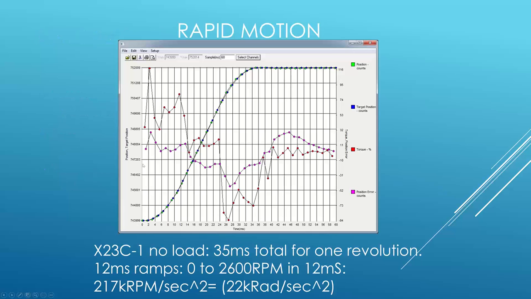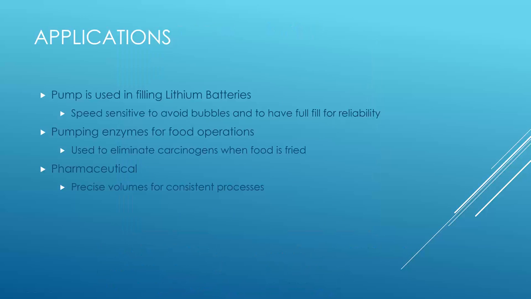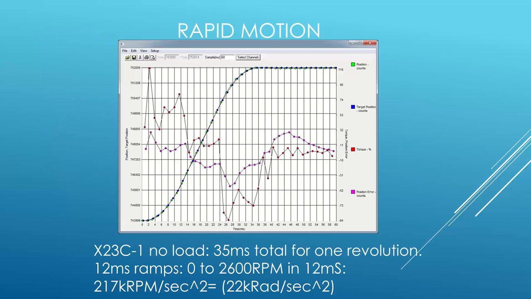A common use of this is for filling lithium batteries. This is very speed sensitive, so we have to control the flow at the beginning. They wet it, then they're able to pump faster, and then they slow down for that last bit to get the maximum capacity and reliability. They're also used for pumping enzymes in food operations, which break down certain materials that would otherwise form carcinogens when food is fried. Used in pharmaceutical, and by some of the large soda manufacturers and others for dispensing, because it's a positive displacement continuous flow pump. That's just an example of operation.